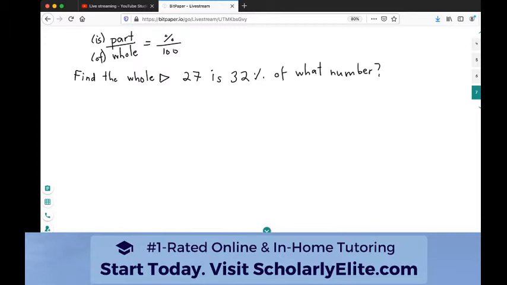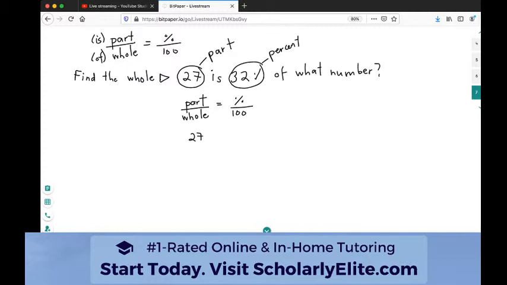Whenever I see the word "is," that means this is the part. And this here is my percent. So if I rewrite my equation, which I highly recommend you guys do, so I have part over whole equals percent out of 100, we get to plug everything in. So 27 is the part. I don't know the whole. And I do know my percentage, which is 32. And 100 always stays there. It's the standard part of the equation.